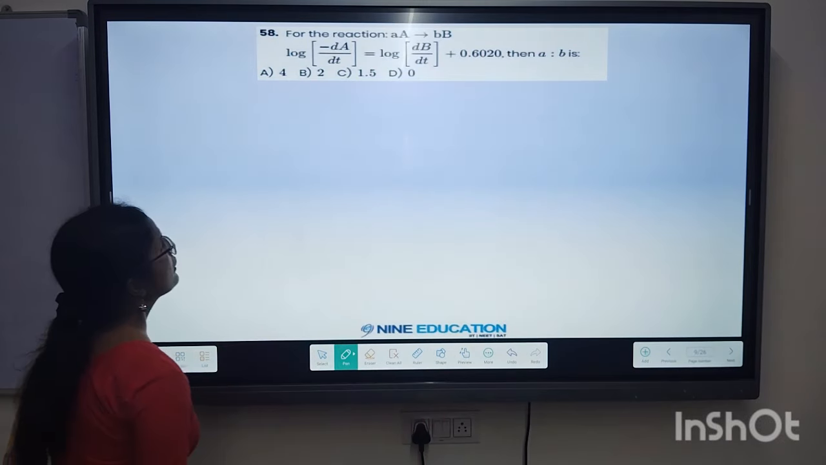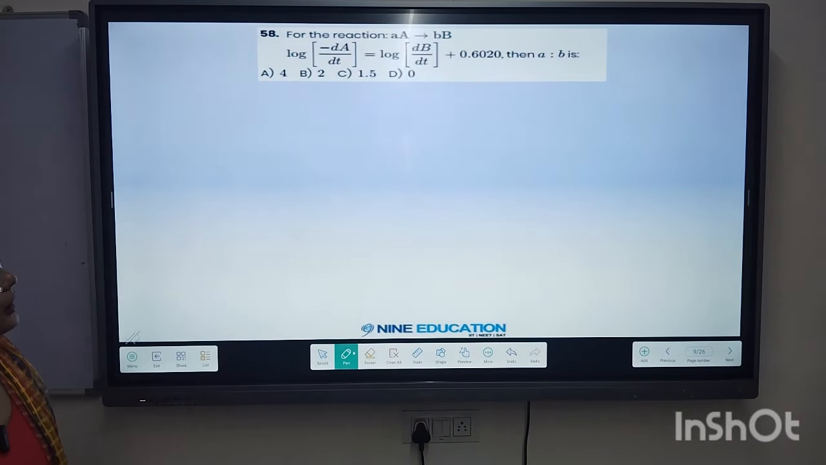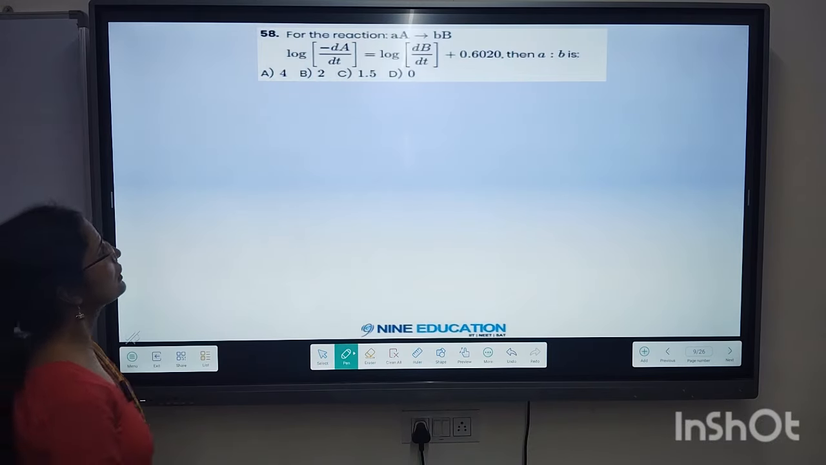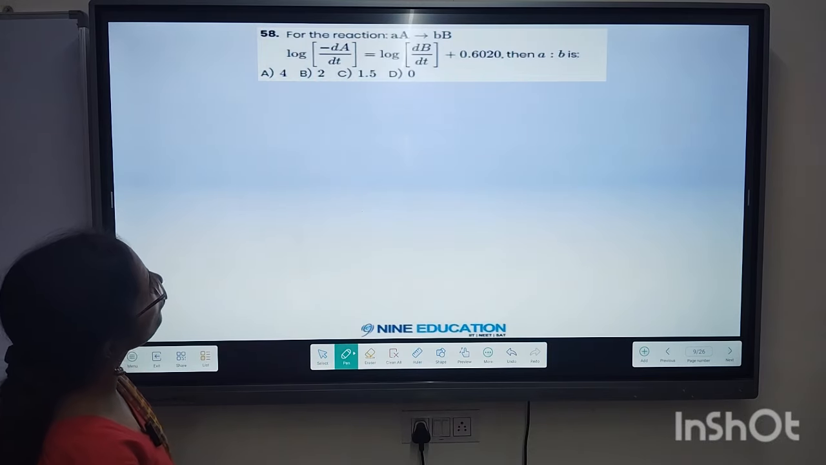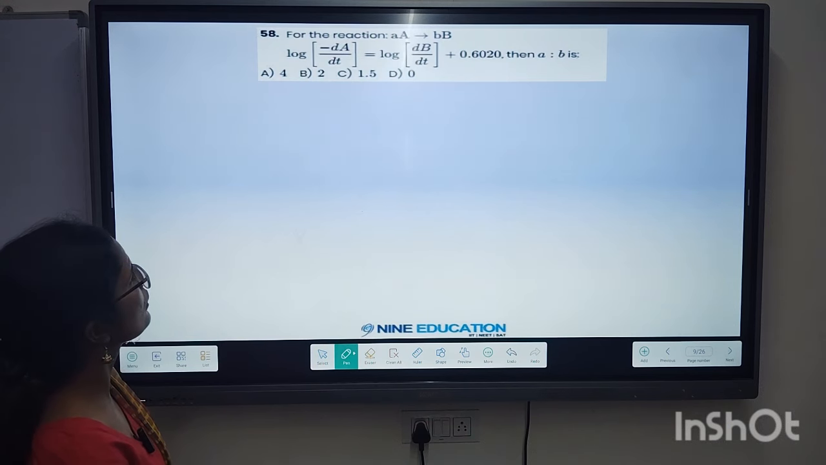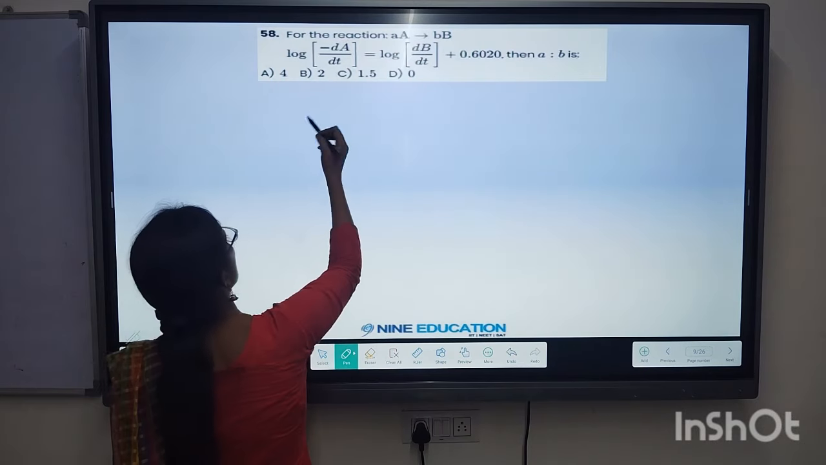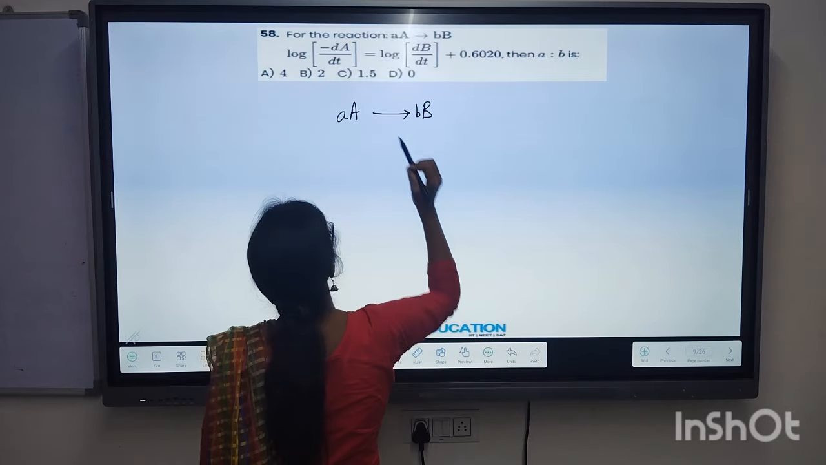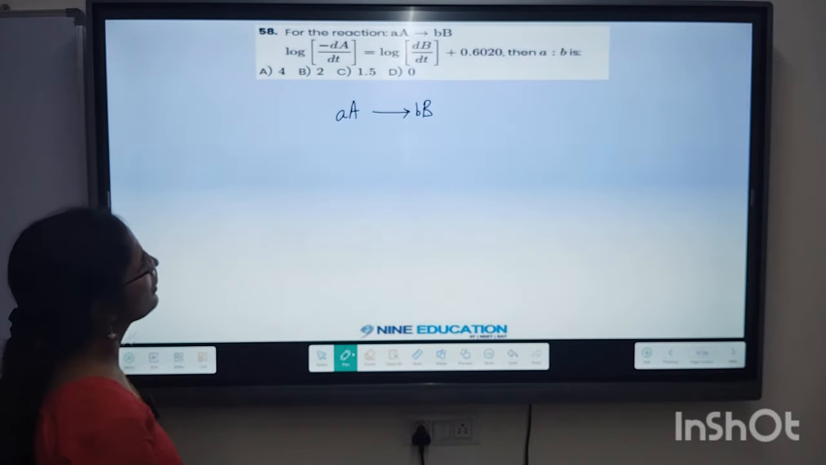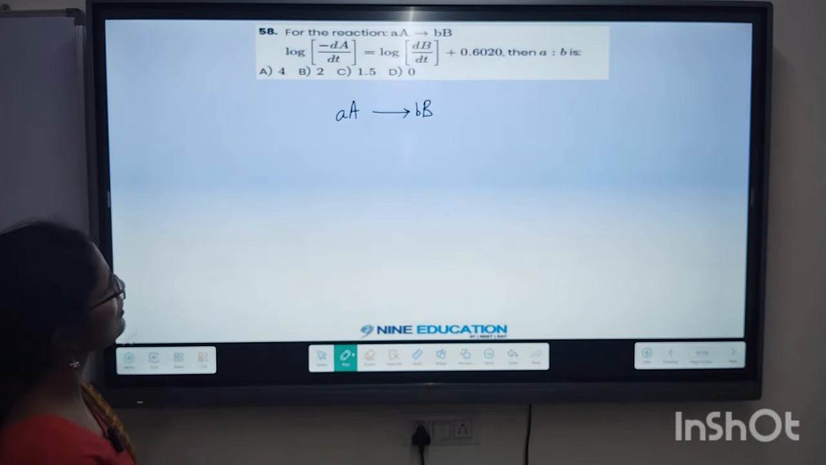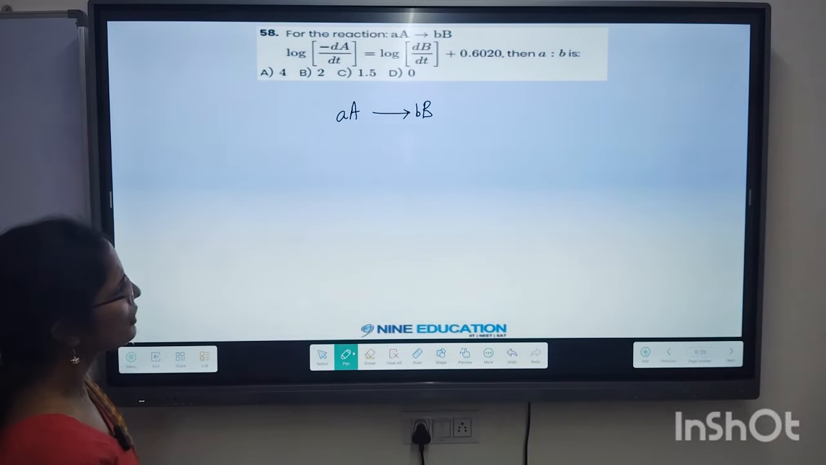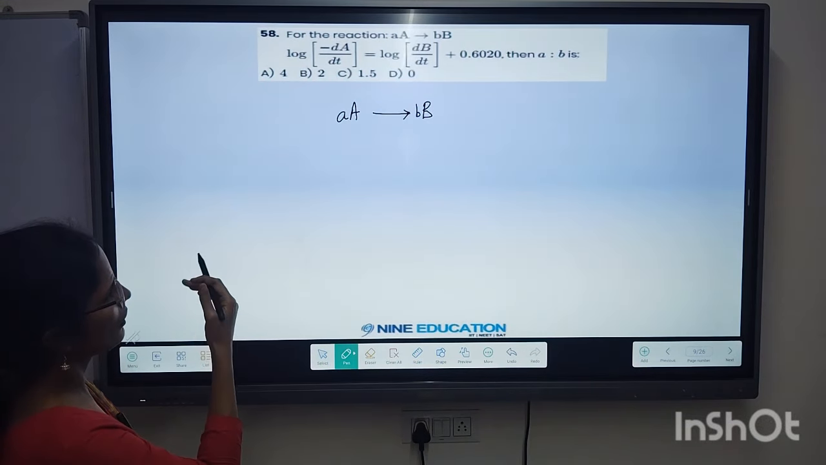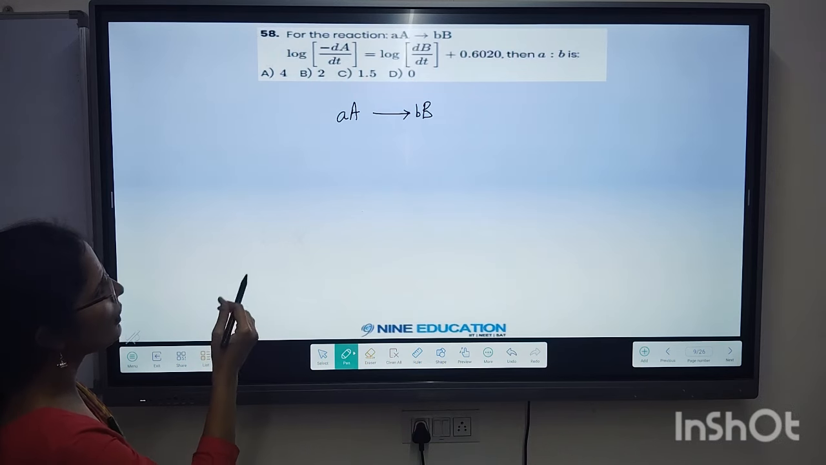Coming to number 58, for the reaction capital A giving capital B, we have one equation: log of minus dA by dt is equal to log of dB by dt plus 0.6020, then A is to B is. So the general reaction is A giving B, and a log equation is given. We just need to think about how we write the rate in terms of dA by dt and dB by dt.